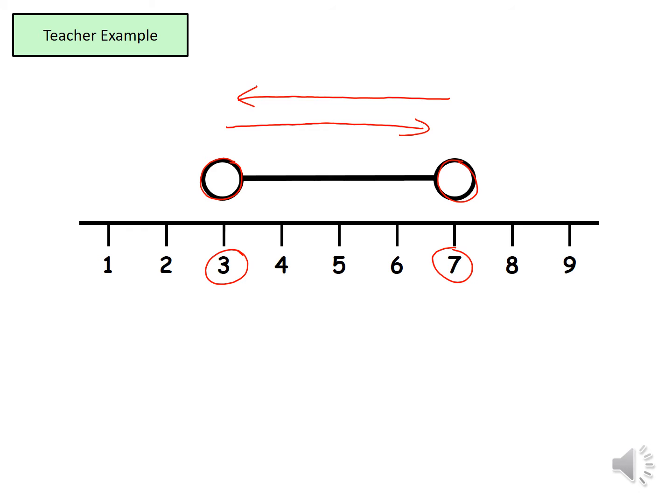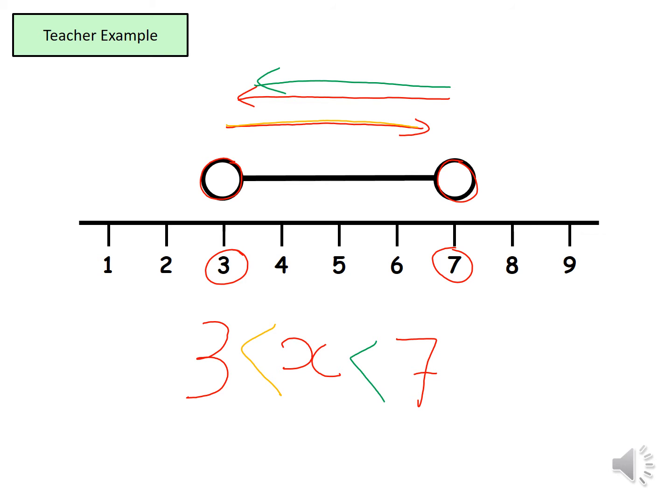So the two values I'm going to write down are 3 and 7, and because we are looking for the x values in between, I'm going to put the x in the middle. Let's have a look at the diagram again. We are looking for x values greater than 3, so x must be greater than 3. And we are looking for the x values which are less than 7, so x must be less than 7.